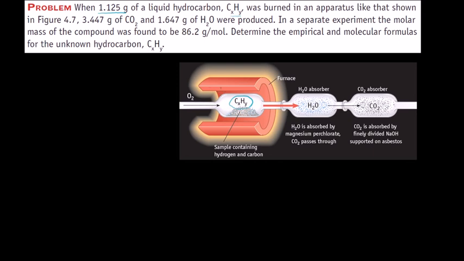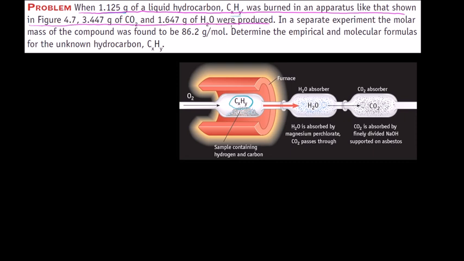So when it burns in this apparatus with oxygen, and we have 1.125 grams of it to start with, it tells us that 3.447 grams of carbon dioxide and 1.647 grams of water were produced. So let me write that reaction right there. Let me just write this first sentence right here, writing all of the information that they're giving us.